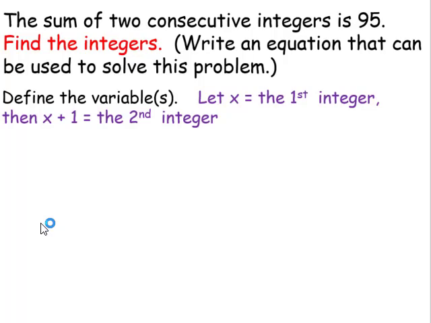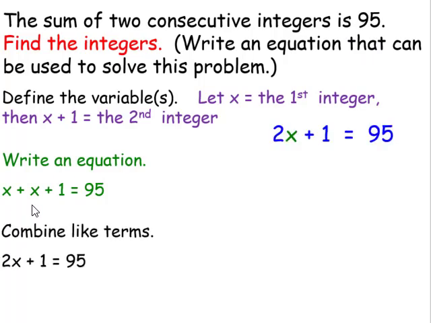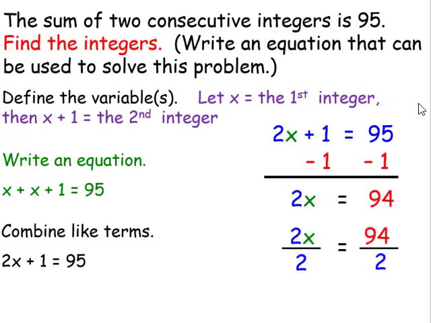Our equation now, since we're dealing with the sum, we're adding the x and we're adding the x plus 1, and that has to equal 95. We can combine our like terms, and now we have our equation: 2x plus 1 is equal to 95. And now we can solve this. Subtract 1 from each side. This gives us 2x is equal to 94. Divide both sides by the coefficient of x, which is 2. The 2's will cancel, giving us x is equal to 47.